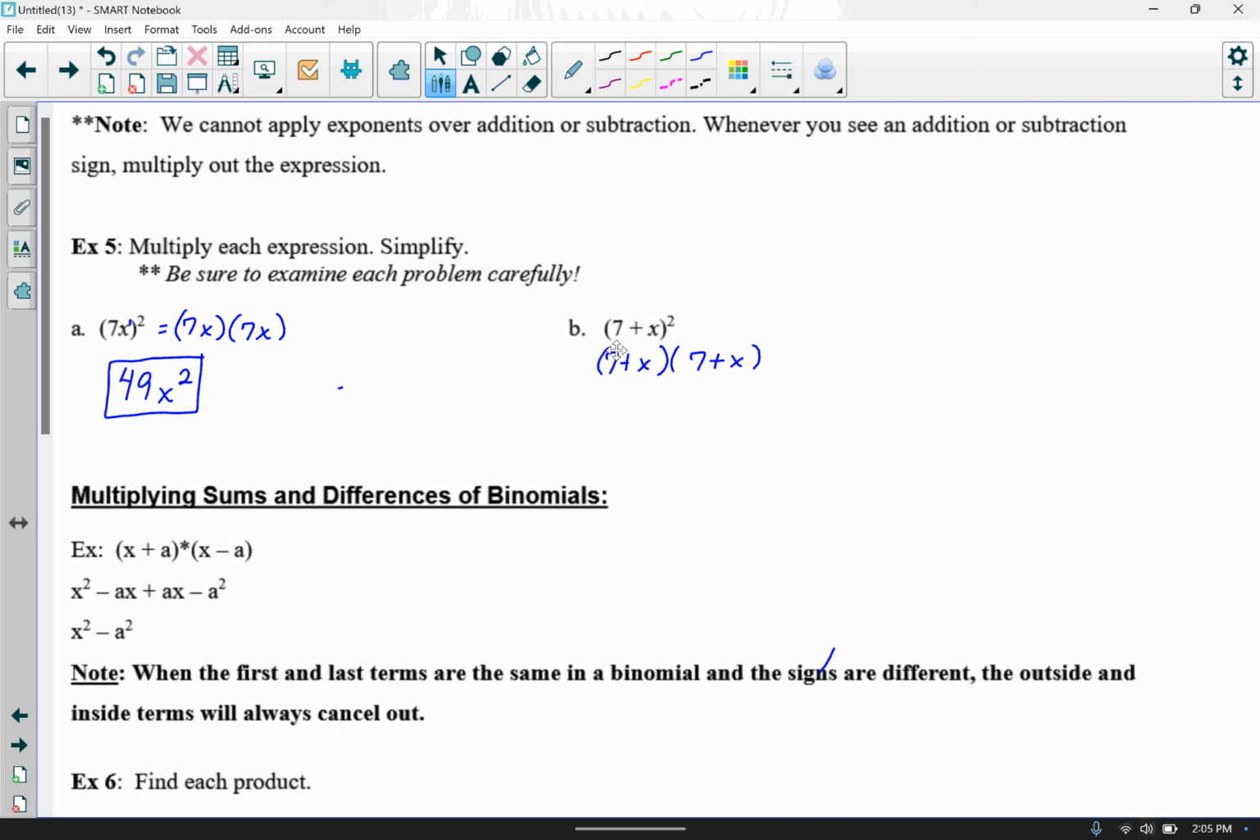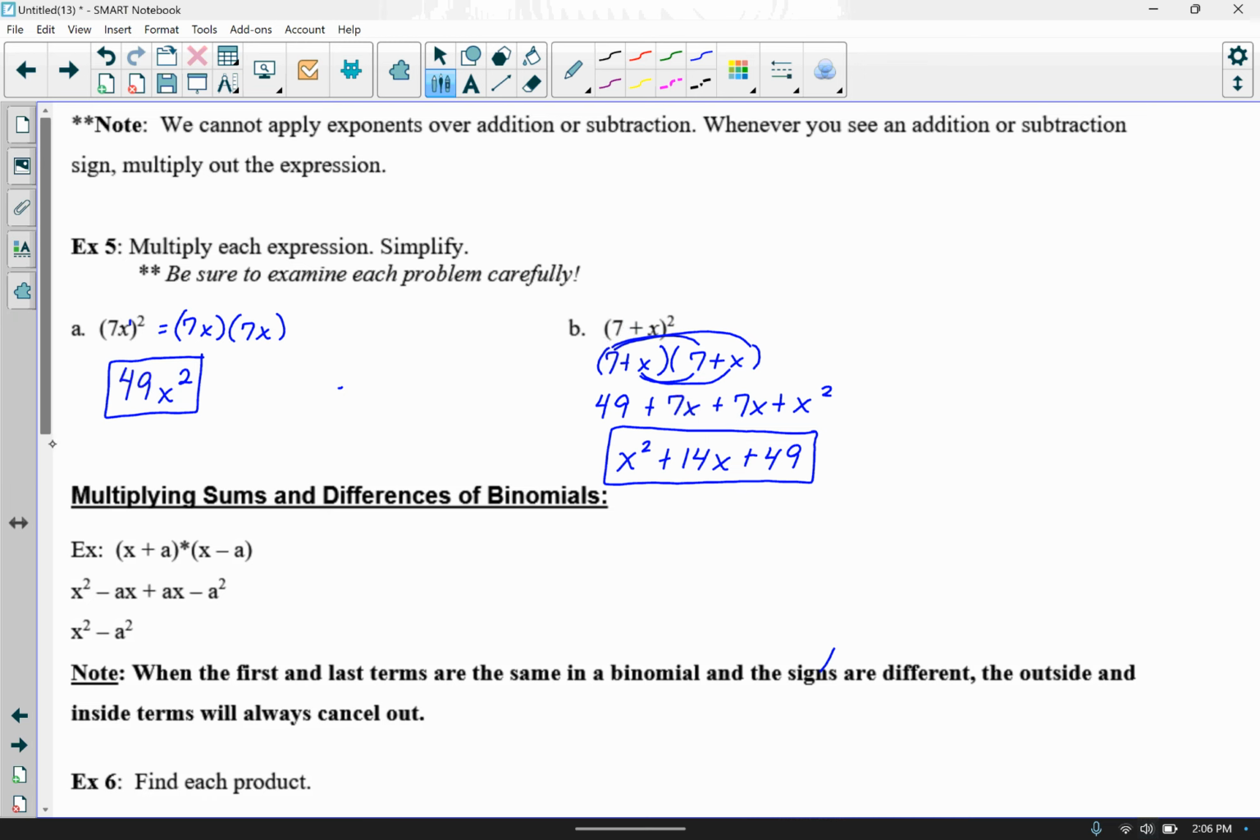So as I FOIL here, I do my first. So 7 times 7, 49. Outside, 7 times x. Inside, 7 times x. Last, x times x. And then I usually write my final answer in descending order, so I'll have x squared plus 14x plus 49. Final answer. So once you have an addition or subtraction sign being raised to a power, that means you've got to write that expression however many times your power is, and then actually go through and multiply. But if you just have one term, then you can raise everything in that term to that power.